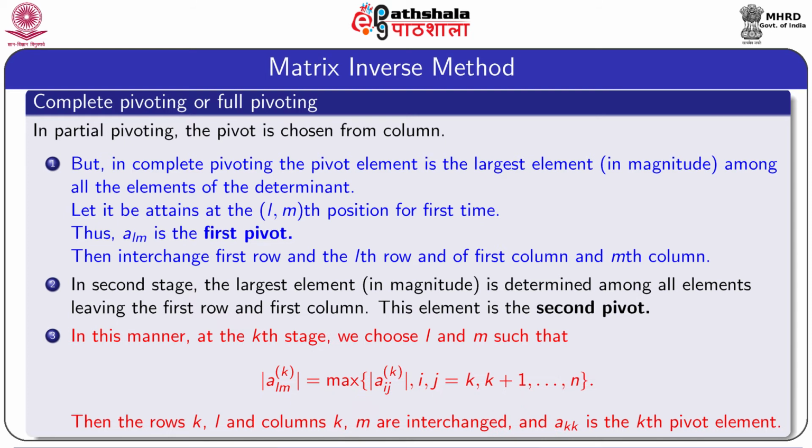In this manner, at the kth stage, we choose a_lm such that the absolute value of a_lm at the kth iteration is equal to the maximum among the absolute values of a_ij at the kth iteration, where i and j equal k, k plus 1 up to n. So, using this formula, we can determine the kth pivot element, then rows k and l and columns k and m are interchanged and a_kk becomes the kth pivot element.